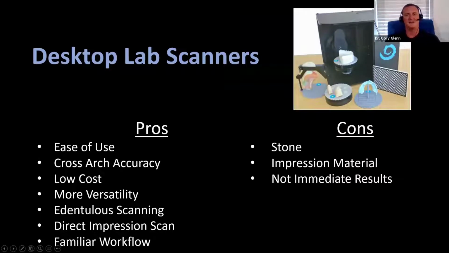The downside to desktops is that you still are going to have to use impression material. In the case of triple trays, you can just scan impressions. If you're trying to do full arch models, you're going to have to pour it up in stone and then scan that.